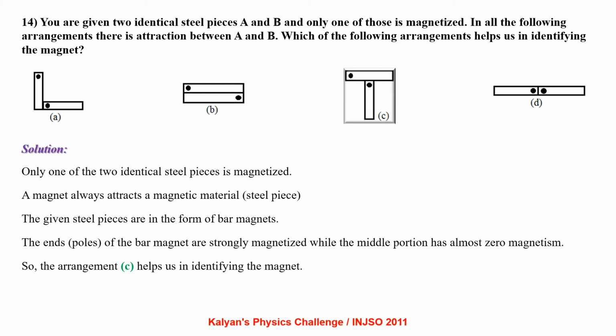A magnet always attracts a magnetic material, that is a steel piece. The given steel pieces are in the form of bar magnets. The ends, that is poles of the bar magnets, are strongly magnetized while the middle portion has almost zero magnetism. So the arrangement C helps us in identifying the magnet.